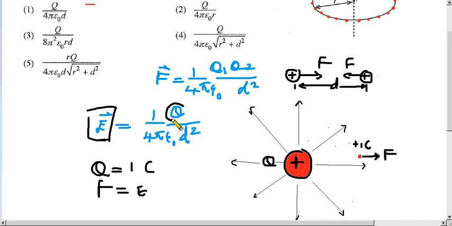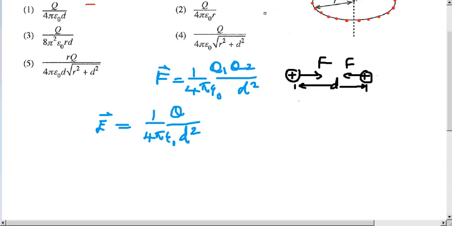If this Q2 is equal to positive 1 coulomb, it must be positive, then there is a force, isn't it? So that force is called capital E, field strength. So that is the second equation. So both of these are vectors.